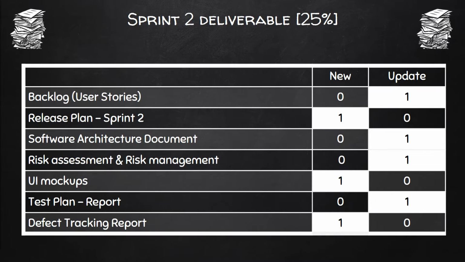For sprint 2, you see that some things just need to be updated versus some things that are still going to be new. If you look here, UI mockups are still new based on feedback that you got. Release plan for Sprint 2 is going to be new. And also here we have defect tracking.